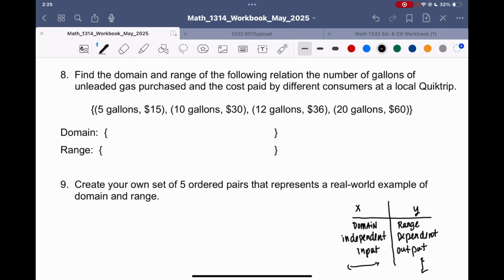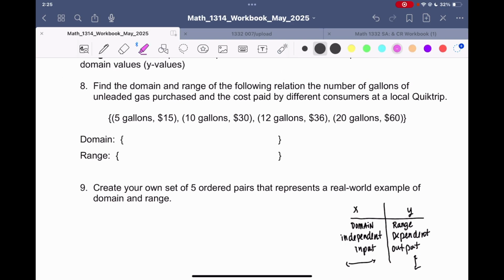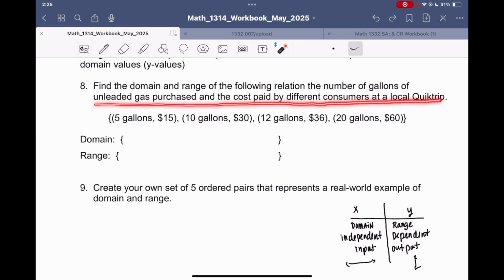So let's talk about domain and range. So this is called a set. It identifies a set because it has those little squiggly lines at the end. And then it's giving us ordered pairs, but it's defining them with some sort of symbol. So, or 5 gallons equals $15. So this is the domain and range of a relation of the number of gallons of unleaded gas purchased and the cost paid by different consumers at the local Quick Trip.